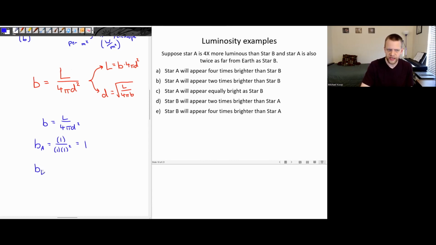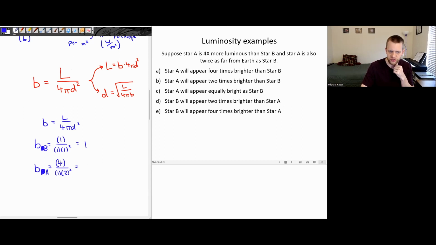In the new case for star B, I think I got these backwards. So I'm going to call this one B and this one A, because I said star A is 4 times more luminous than star B. So let's make star B our reference case. So star A is 4 times more luminous, and the distance, star A is twice as far away from Earth.